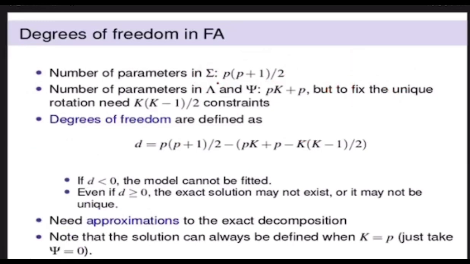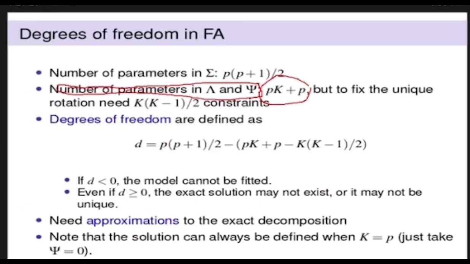Now, you will also need the number of parameters in those two components, the lambda, the loading, and the uniqueness. The number of parameters is actually pk plus p. Don't forget, p is the number of features, k is the number of factors. But in order for us to have a unique rotation, we will need to impose a constraint. Without imposing a constraint, there's a possibility that it's not going to be estimable.